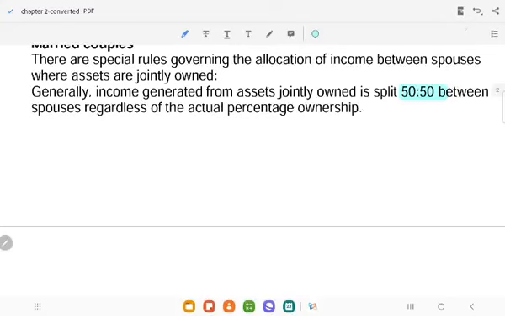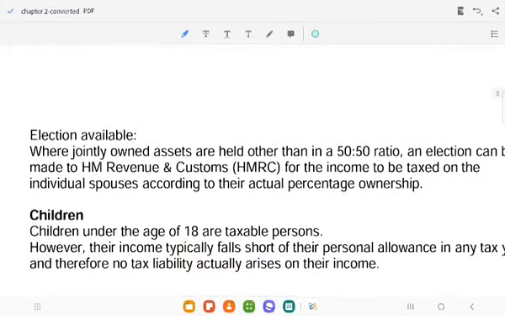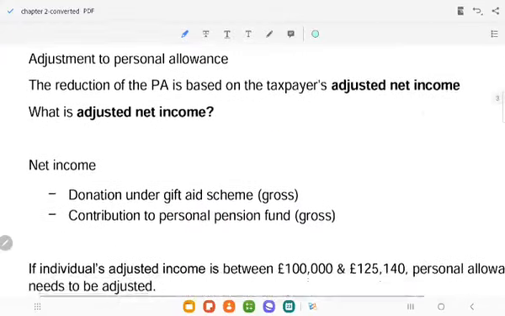This means if spouse A is a 70% owner of a property, while spouse B is a 30% owner, their income is normally treated on the basis of 50-50%. The rent from that building will be treated as 50-50%. Although they have an election available, if they choose a different ratio, they can do so. Children under the age of 18 are taxable persons.